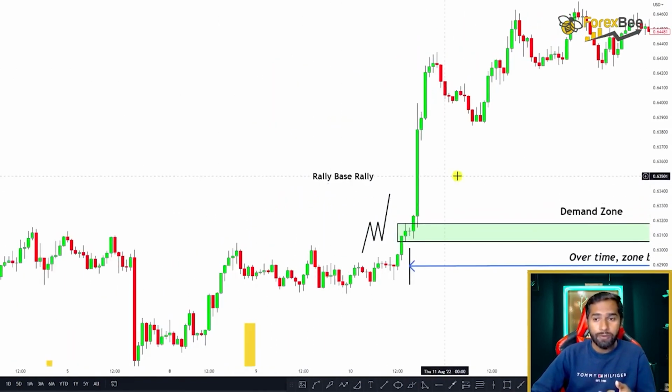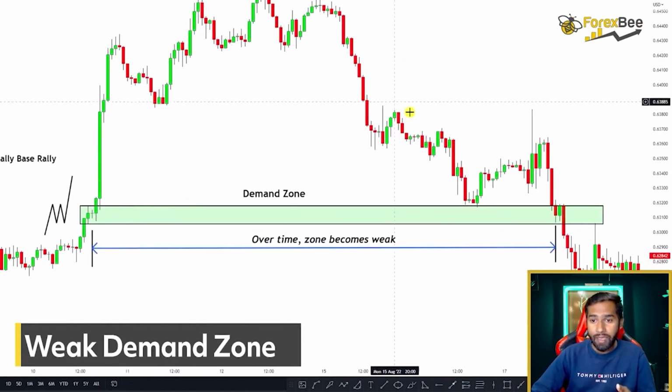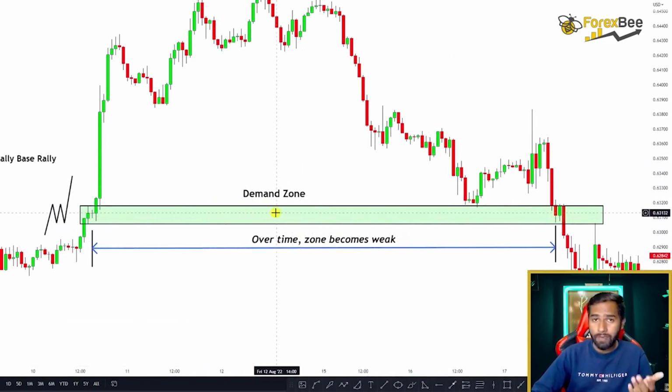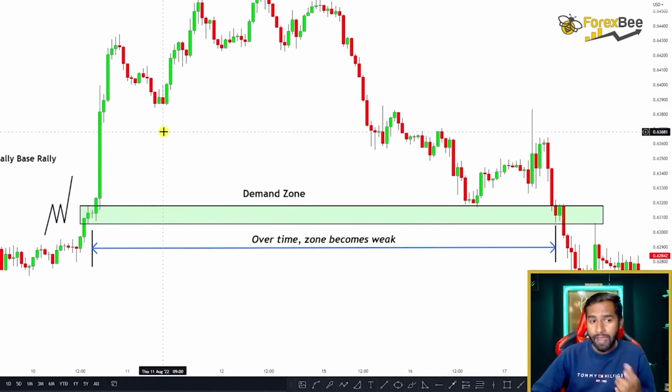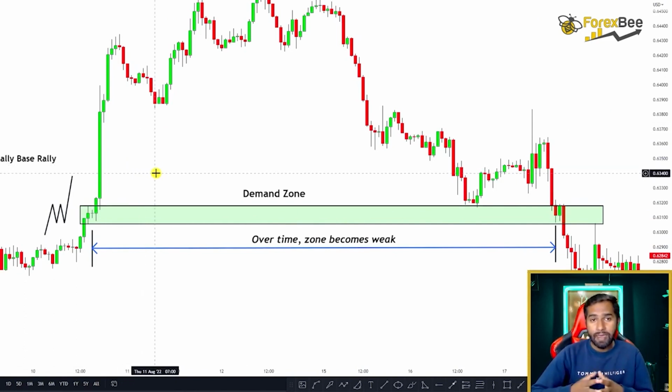Now if we talk about when the price came back again, here we can see that over time the zone became weak, and this is the main agenda of this video: as time passes by, the buyers, if it's a demand zone, and the sellers, if it's a supply zone, will lose interest and will start looking for other levels.